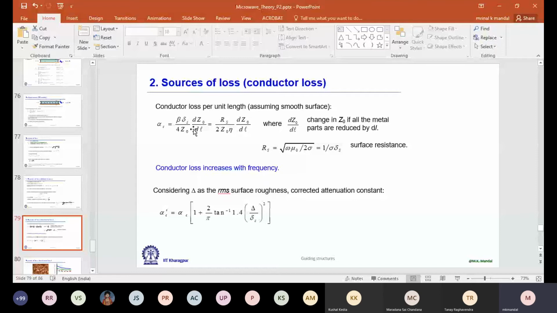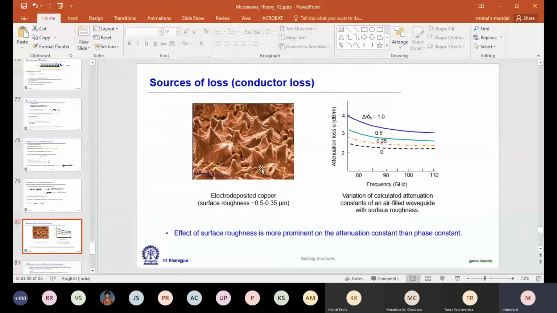Now, when we derived this expression, we considered a smooth surface, with no surface roughness. But practically, if you look at any metal surface, they are all rough surfaces. Let me show a picture here. You see how a practical metal looks. It's a zoomed in picture of electrodeposited copper, and the roughness varies between 0.3 to 0.5 micrometer.